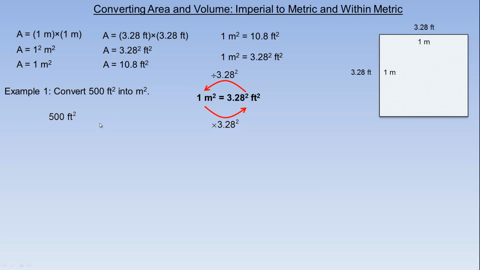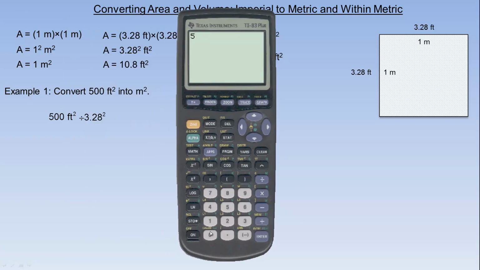So here's our 500 square feet. We're going to divide that by 3.28 squared. This is what the calculation would look like. I would go 500, and now remember order of operations. You do exponents before you divide. So we're going to divide by 3.28 squared. Actually, I can type that in exactly as it is in the calculator. So it's about 46.5. The squared has to be evaluated first. My calculator knows to square this 3.28 before it divides by it.